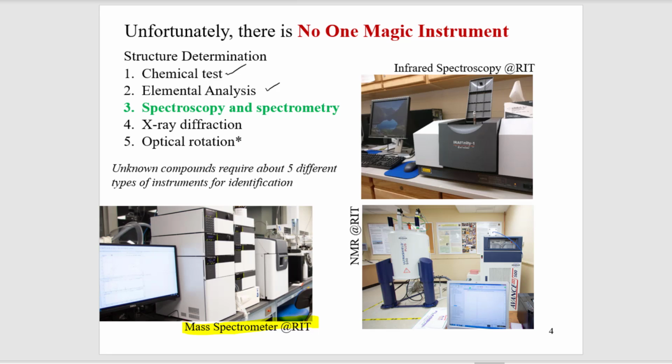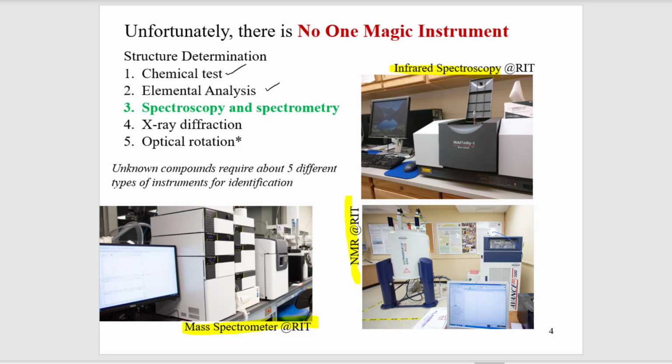And lastly, optical rotation. We do have a polarimeter here at RIT, but that optical rotation is one of the pieces of evidence, but it's not going to really tell us what molecule we have. Okay, so we're going to focus on spectroscopy and spectrometry. And if you'll notice, it's called a mass spectrometer. And for the 2 instruments on the right, I have a picture of the infrared spectroscopy at RIT. This is in the lab right next to where you guys are working. And we also have an NMR, which is also another means of spectroscopy.